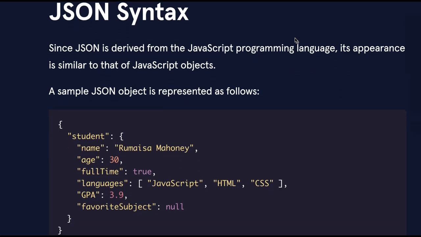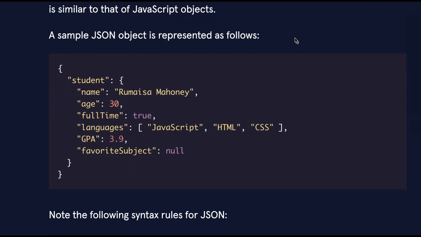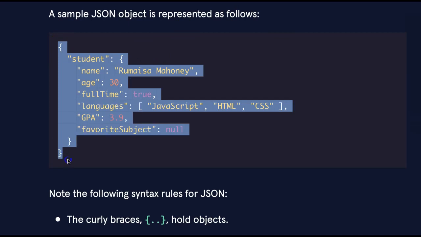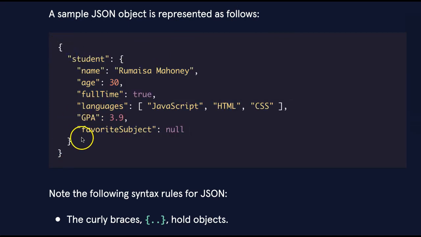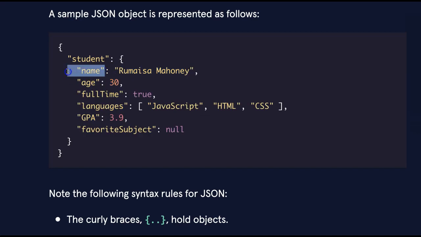JSON syntax. Since JSON is derived from the JavaScript programming language, its appearance is similar to that of JavaScript objects. A sample JSON object is represented as follows. So we have these braces here. Within the braces, we have student, right? So then student is given what looks like an object as its value that has a name with a value, age with a value, and so on.